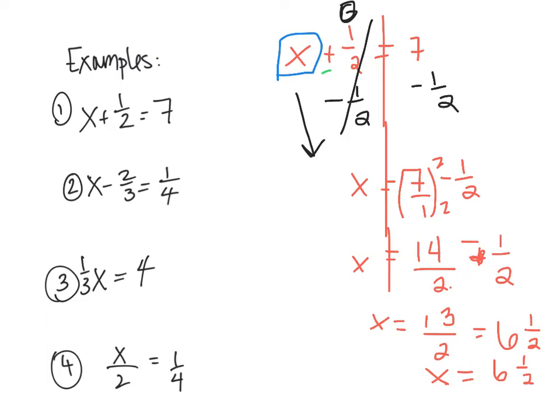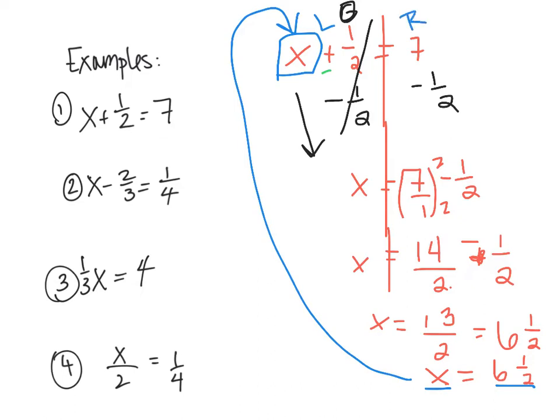And the last piece that I'm going to have you start doing is checking your answer. So once I have a value for my unknown, it's 6.5. I'm going to take that and plug it back into the original and make sure that my left side is equal to my right side. So again, 6.5 plus another half would be 7. My right side is 7. So yes, 7 equals 7.